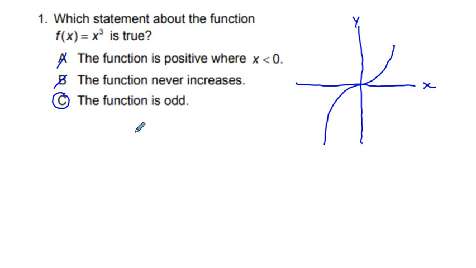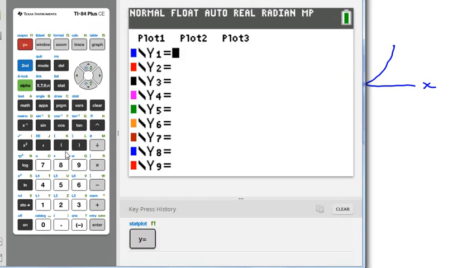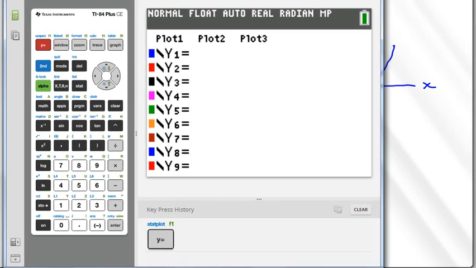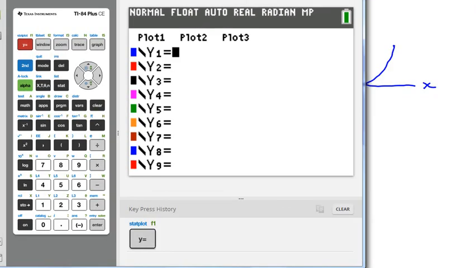The classic definition for an odd function is this: a function is odd when f of negative x equals negative f of x. And then in a calculator we'll see it like this. We go ahead and put in our x cubed. Let me move this over a little bit. Okay, x cubed.